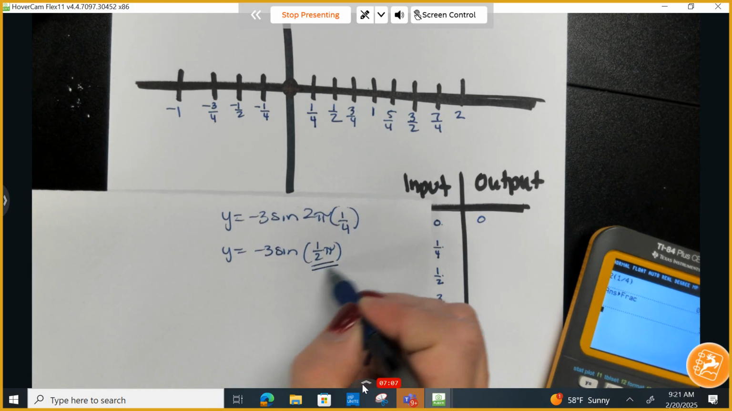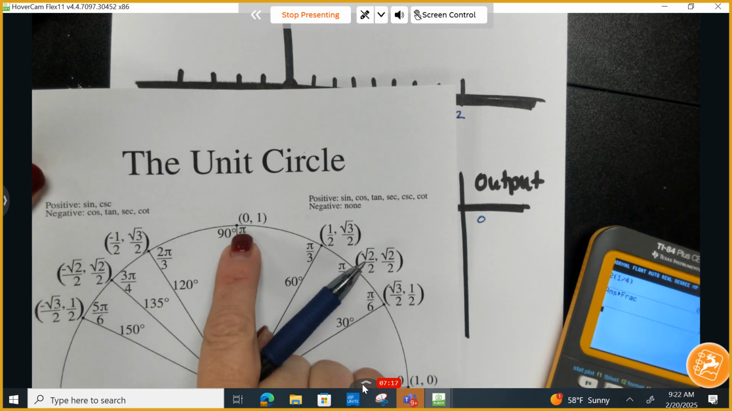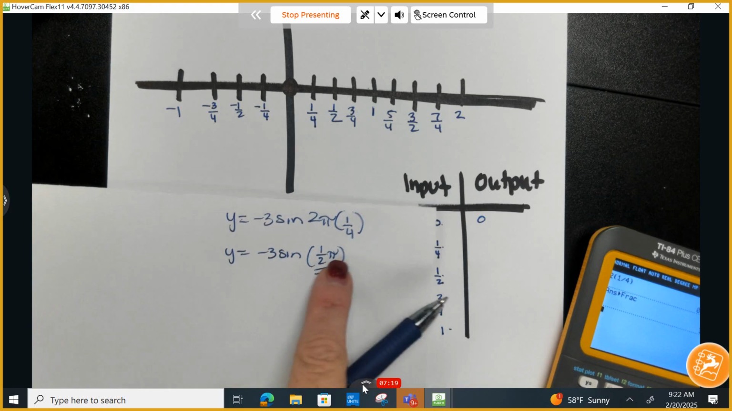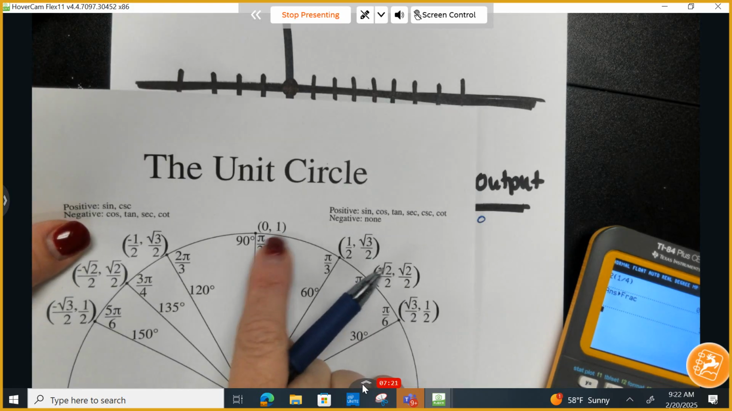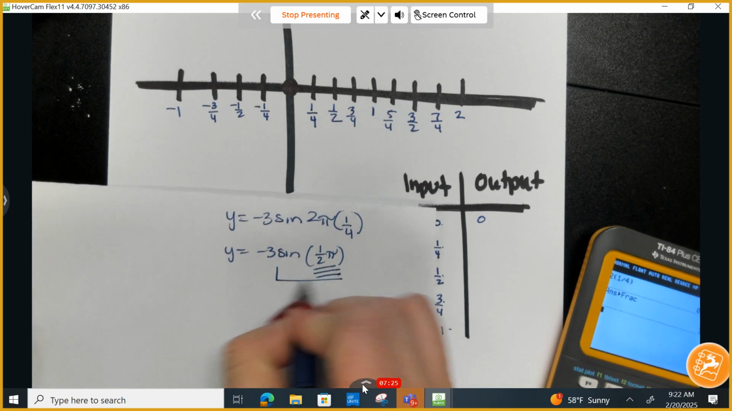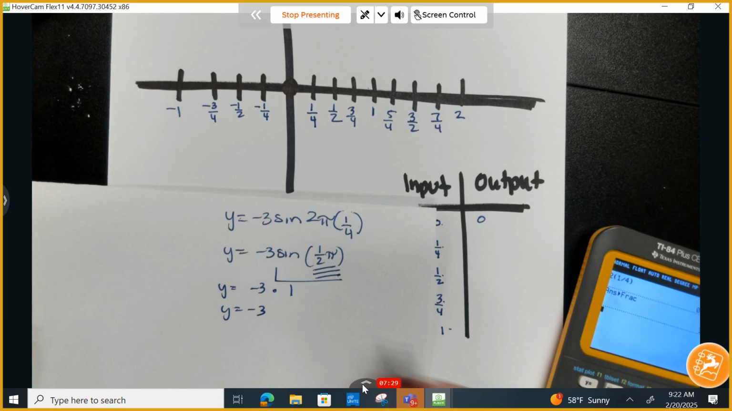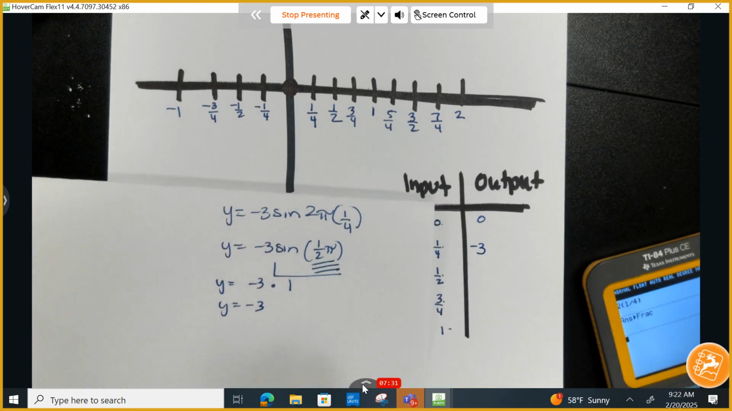I want you guys to locate on the unit circle where is 1/2 pi. That's the same as pi over 2. 1/2 pi is the same as pi over 2. That's right here. And then we want to know what is the sine at that position. The sine at this position is 1. So now I want to take 1 times -3. What is 1 times -3? It is -3.